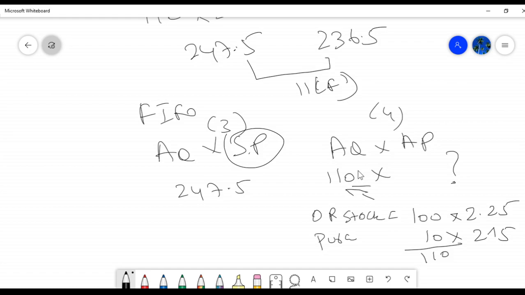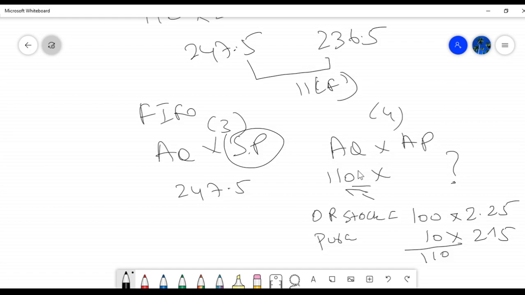Answer I am directly writing, 246.5. So compare 247.5, that is 3 minus 4. 247.5 minus 246.5 equals 1 rupee favor. I spent 1 rupee less compared with my standard. Okay. This is for FIFO.